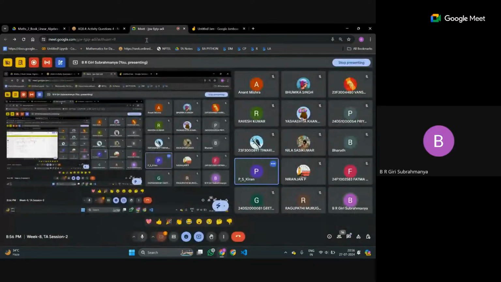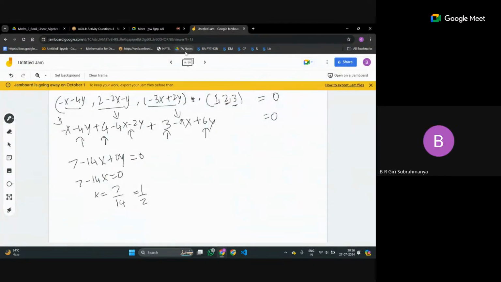Good. How did you get 3? 3 minus 9x plus 6y will be 3 times of... No, 1. This is 1. Oh, okay. I think I have not written it properly. Yeah, this is 1. Fine. So hope everybody understood how we get x, right? So this is x. X is 1 by 2.